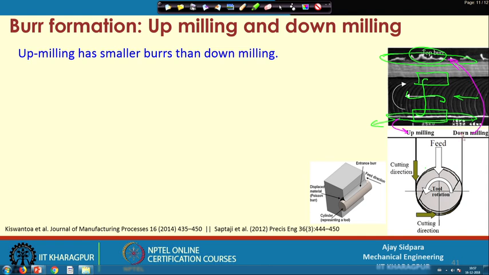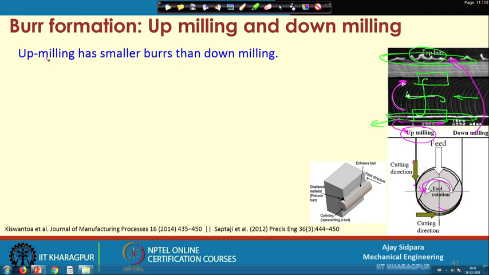Now, why is it so in this case? Because our feed directions are the same, but the tool rotations are different. In this case it is rotating in the anti-clockwise direction, but in this case it is rotating in the clockwise direction. So, top burr up milling is on this particular side, but in this case up milling is on this side, because of the diagram we have seen earlier, that the direction of the workpiece movement and the direction of the cutting tool should be opposite to each other, then you will get up milling in this case.